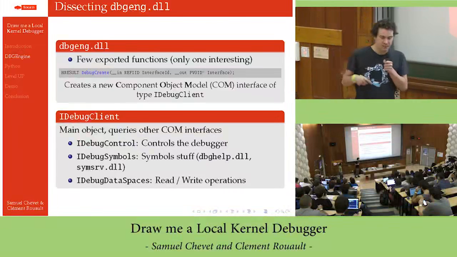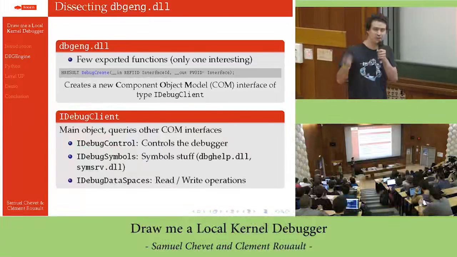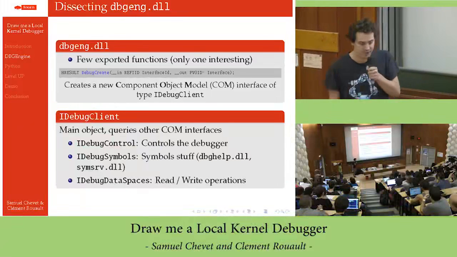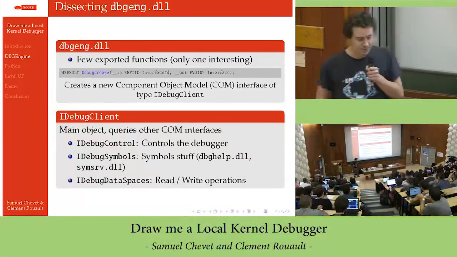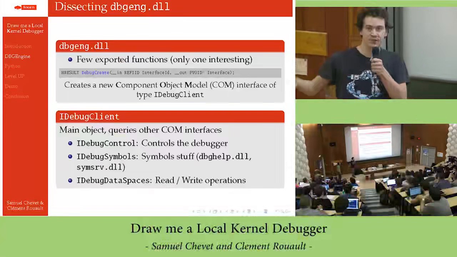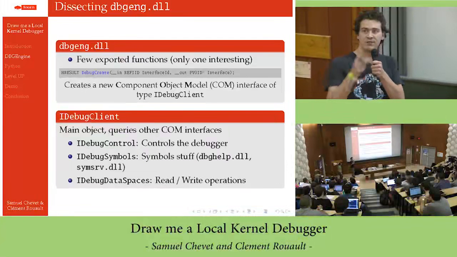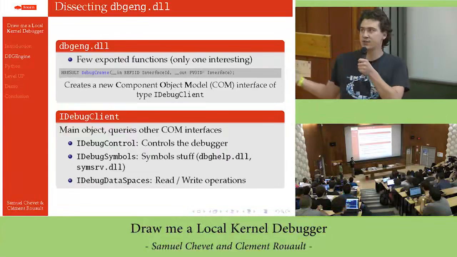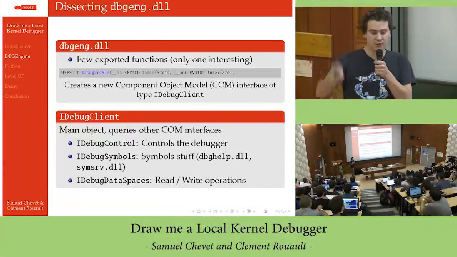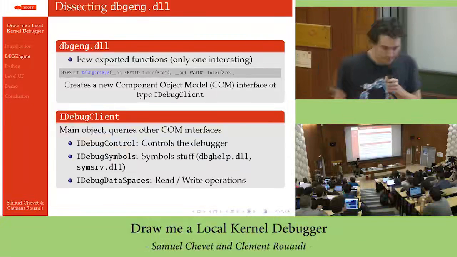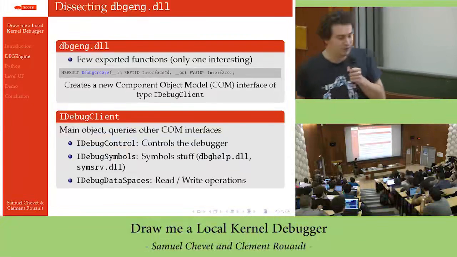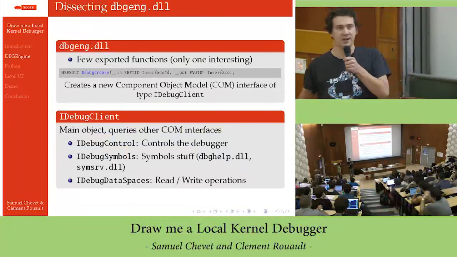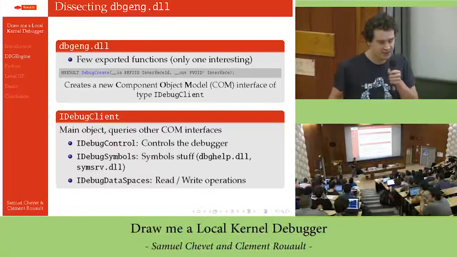The first one is IDebugControl. You will be able to control your debugger, like setting breakpoints, resume, etc. IDebugSymbols. It's about all the symbol stuff offered by Microsoft. So at an address, you will know, yes, this is this function, or if I want to dump an internal structure of Windows, you will use the symbols. And IDebugDataSpaces for all the read and write operations on virtual, physical, input-output, MSR, etc.